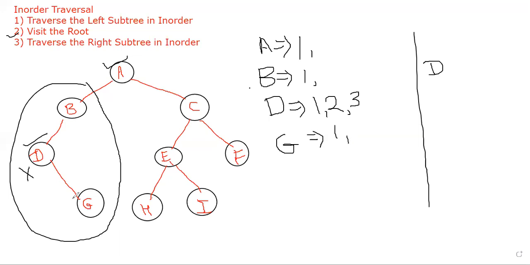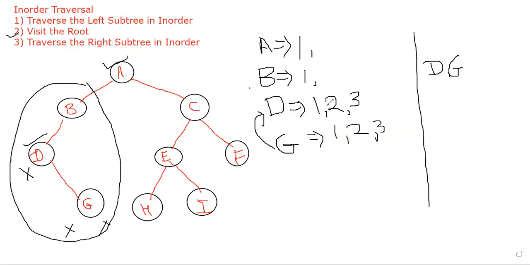The first step says traverse the left subtree. Its left subtree is empty. Come to the second step, which says print the value of the root. So here we get the value Z. Then go to the right subtree. The right subtree is also empty. So now we backtrack.